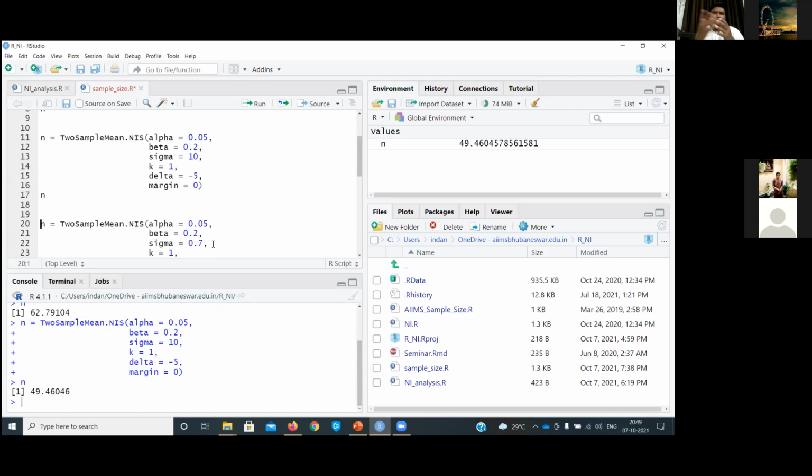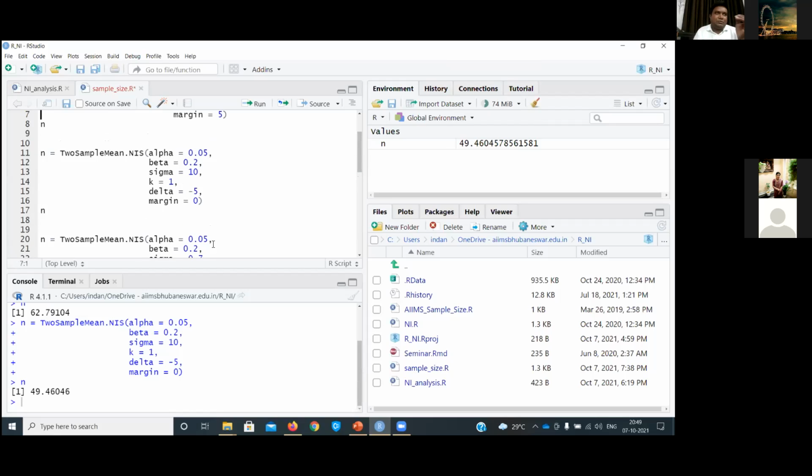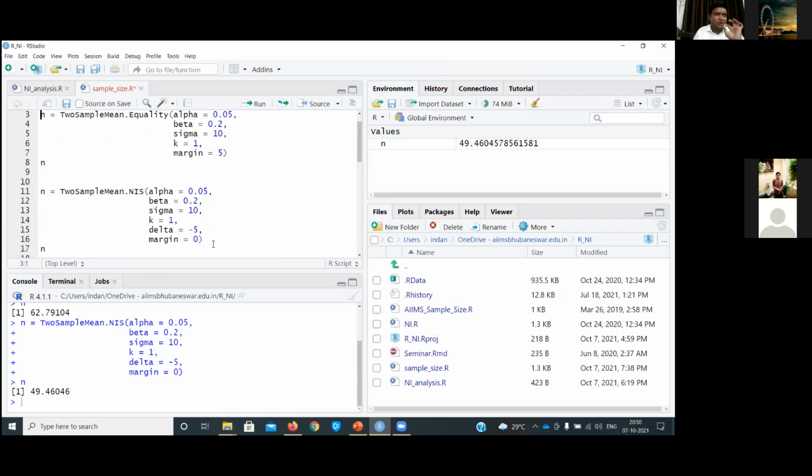Okay, right? But theoretically, when you read an article or get into a discussion, there will always be a discussion that for a non-inferiority study, the sample size is always more compared to a superiority study. But here you can observe that if we punch in the same parameters, okay, I didn't alter any parameter, we have still got the sample size for a non-inferiority study to be lesser than the superiority study.